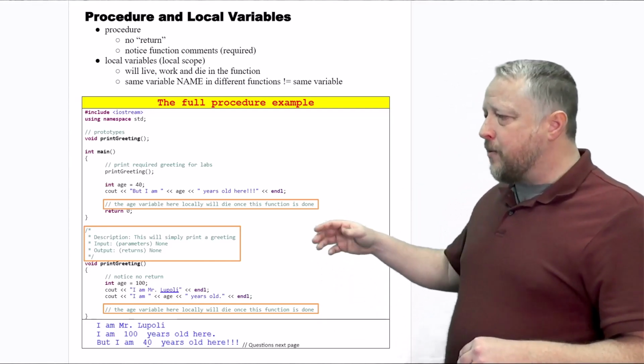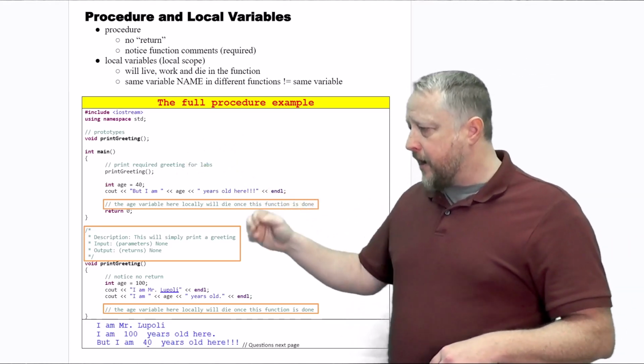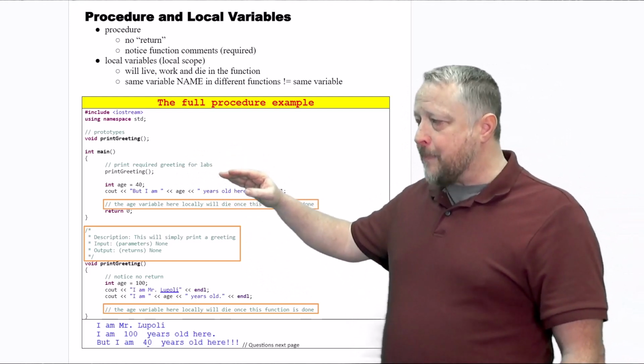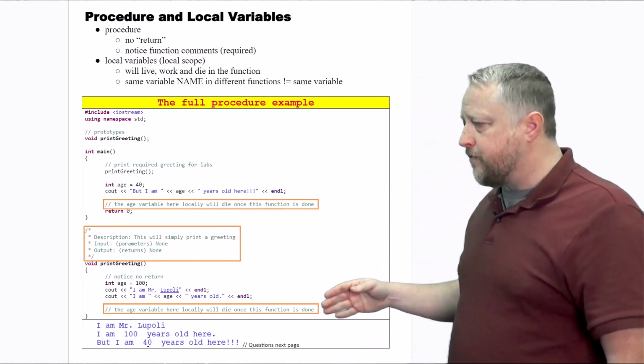So in the example that we have for you, there's nothing crazy. We have a print greeting function, we have a main, and that's about it. In the main, as you know, we're going to start from top to bottom. We're going to do the print greeting first, and then we got some other stuff. So let's do print greeting first.